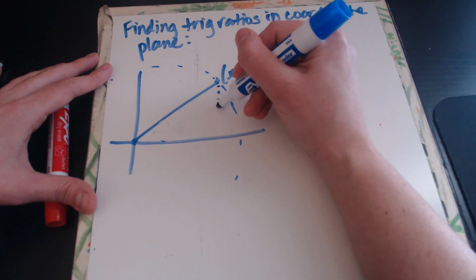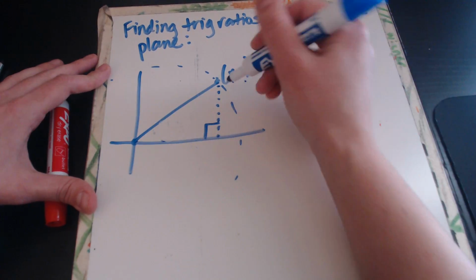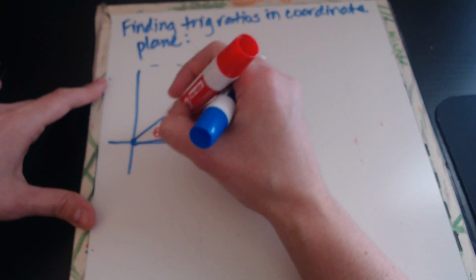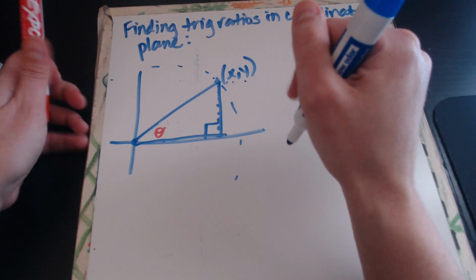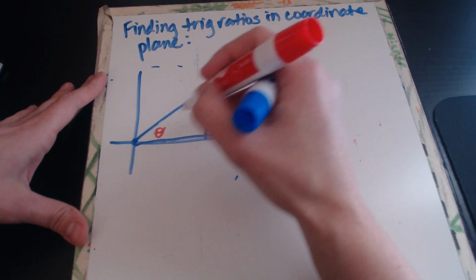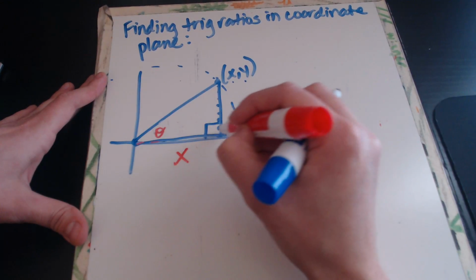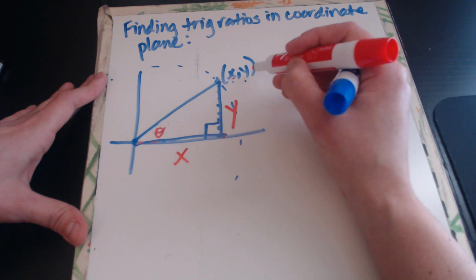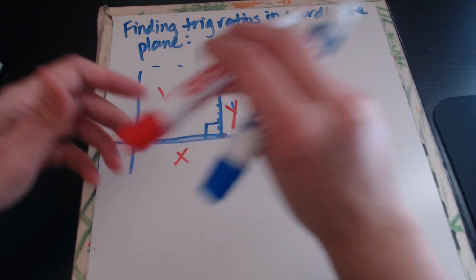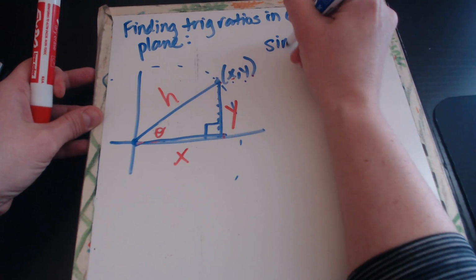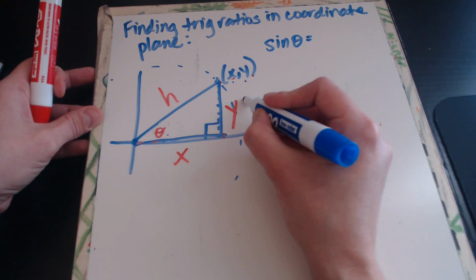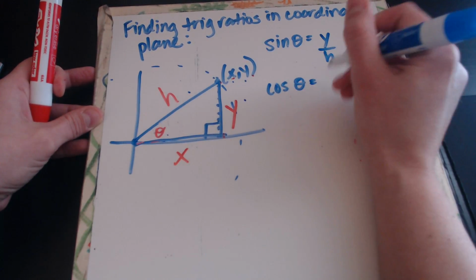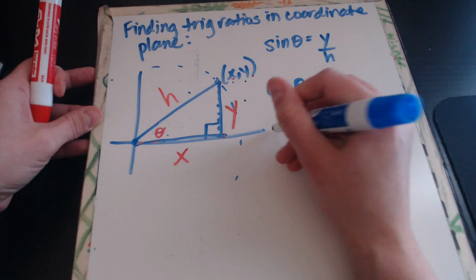And so what I'm going to do is draw in a triangle, and create a right triangle so that I can use the values of the opposite, adjacent, and hypotenuse to figure out my trig ratios. So we're going to call this distance right here x, because this is literally what the x coordinate of my point would be. This distance right here is going to be y, because this would be the y coordinate of my point. And then we're going to call this h for the hypotenuse. So now if I ask you to find sine of theta, sine is opposite over hypotenuse, so sine would be y over h. Cosine of theta is going to be adjacent over hypotenuse, so that's going to be x over h.